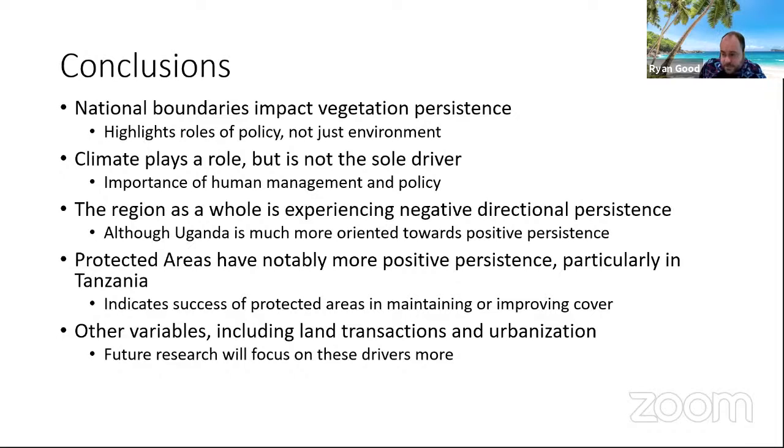The region as a whole is experiencing negative directional persistence, although Uganda is much more oriented towards positive persistence. Those protected areas have notably more positive persistence, particularly in Tanzania, where roughly 1/3 of the land surface area is protected. This would indicate the success of protected areas in maintaining or improving vegetative cover. And finally, other variables such as land transactions and urbanization are potentially playing a role here and would be good avenues for future research to focus on.